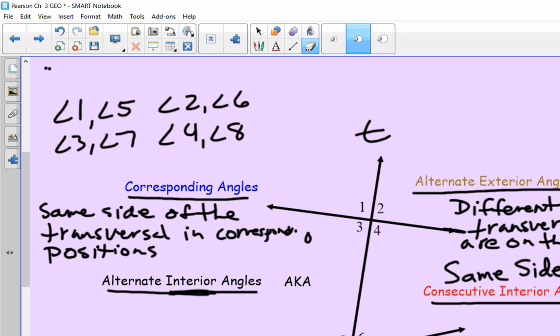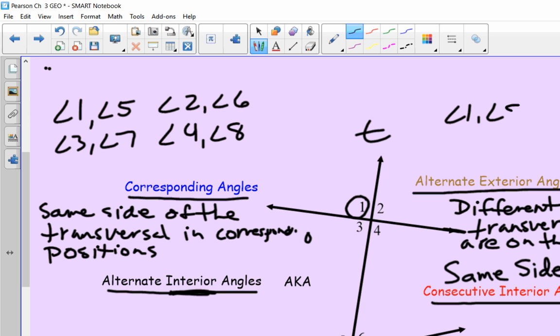Okay, so let's take a look at angle number 1. I hope you agree with me that it's on the outside, or it's not between the two lines, it's outside the lines. Angle number 1 is on the left side. I need an angle that's on the outside and on the other side of the transversal. Well, this angle 8 is on the outside and it's on the right-hand side of the transversal. Okay, so those two angles, angles 1 and 8, are alternate, different sides, exterior, on the outside angles.